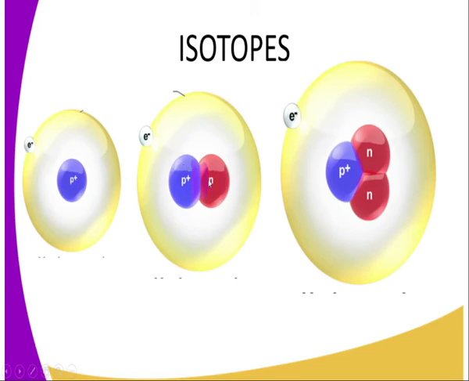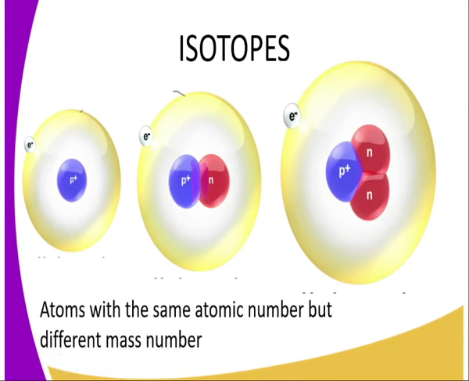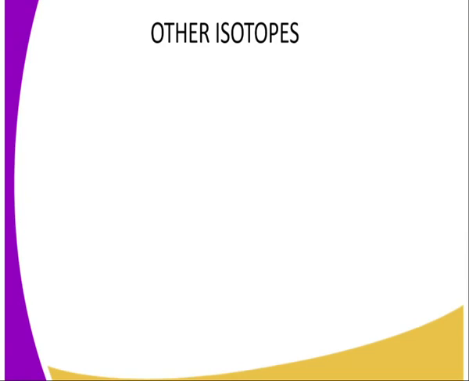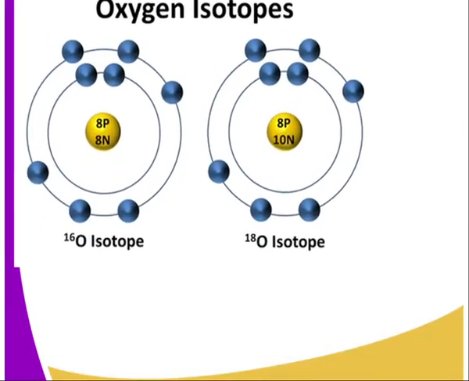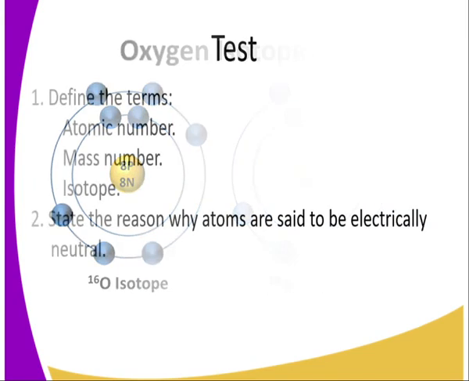But when we come to structure number two, we have this atom of hydrogen having a neutron. And therefore, the mass number will be 1 plus 1, which is 2. In the third diagram, we have one proton, but we have two neutrons. Therefore, the mass number becomes 1 plus 2, which is 3. So we have atoms of the same element having the same atomic number, but different mass number. So that is what we refer to as isotope. Atoms with the same atomic number, but different mass number. What makes them to have different mass number? Difference in the number of neutrons. So other elements that have isotopes include carbon. We have carbon 12, 13, and 14. We also have oxygen has got isotopes, and the mass number is indicated there.